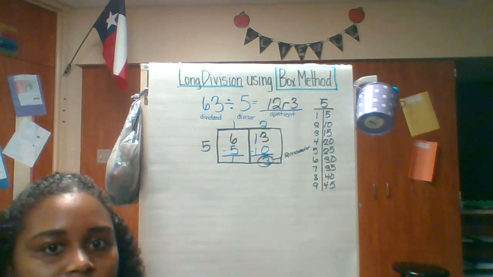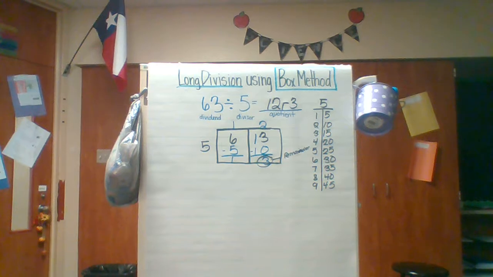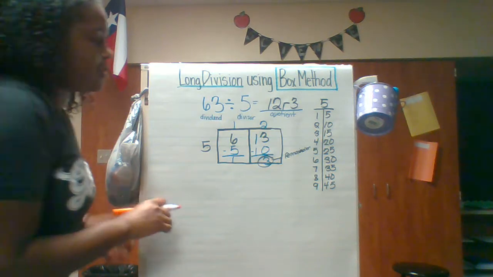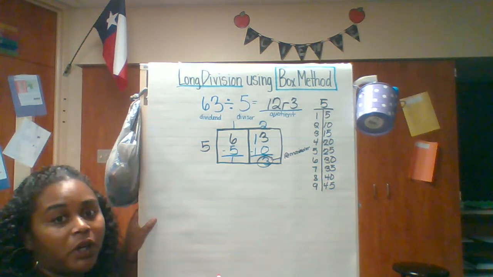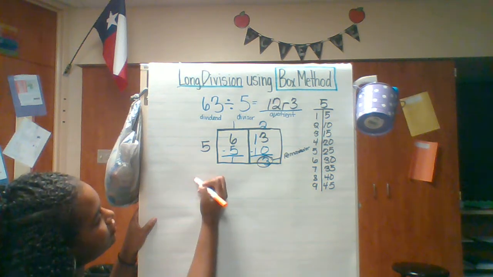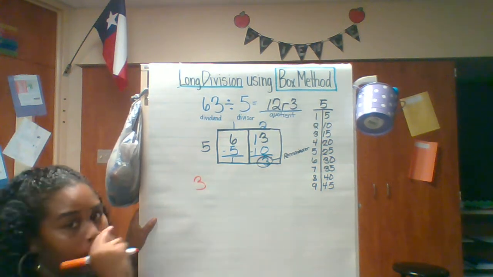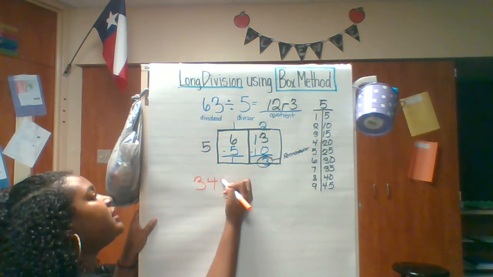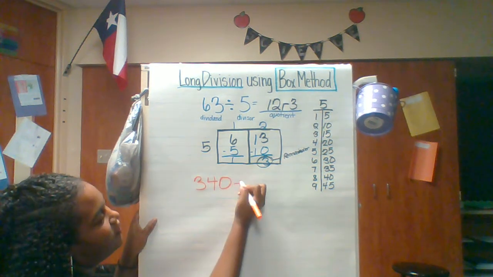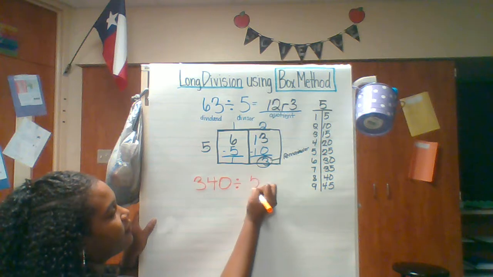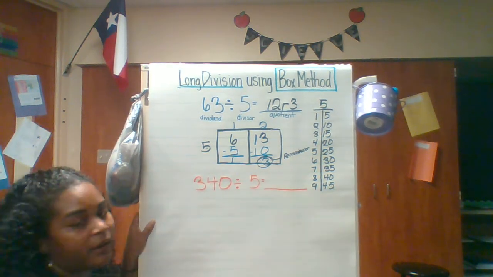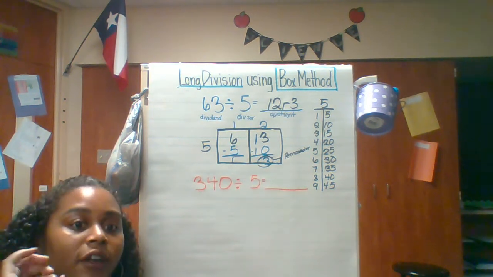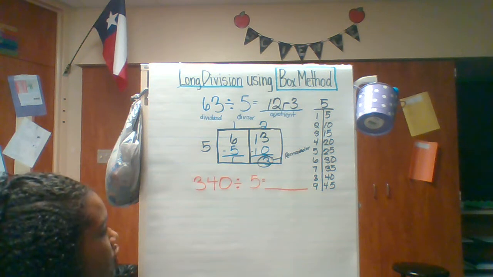Okay, so we're going to try this again, and this time we are going to go to a 3-digit number. I'm going to use a different color. All right, so our next one, and we're still going to have a divisor of 5. We are going to divide 340 divided by 5 equals blank. Okay, I'm going to go ahead and this time I'm going to make my box have 3 spaces for our 3-digit number.